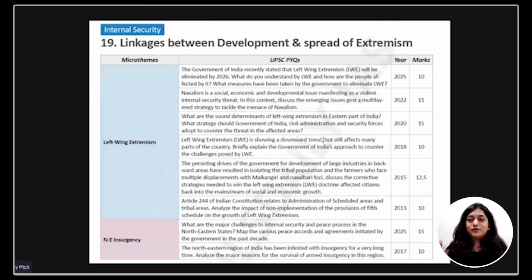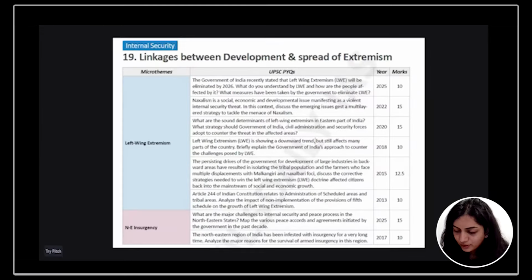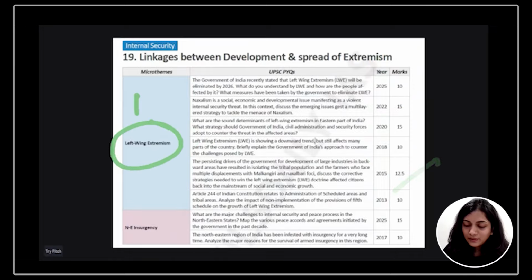Now we know कि internal security पे question तो आता है, ठीक है? उसमें से also we can identify which questions have been asked repetitively. See this. The important micro theme here is left-wing extremism. ठीक है? अगर आप यहाँ पे year wise देखोगे 2013, 15, 18, 22, 20, 2025, 10 मार्कर का भी पूछा गया है, 15 मार्कर का भी पूछा गया है, 12.5 मार्कर का भी पूछा गया है. मतलब left-wing extremism is important.